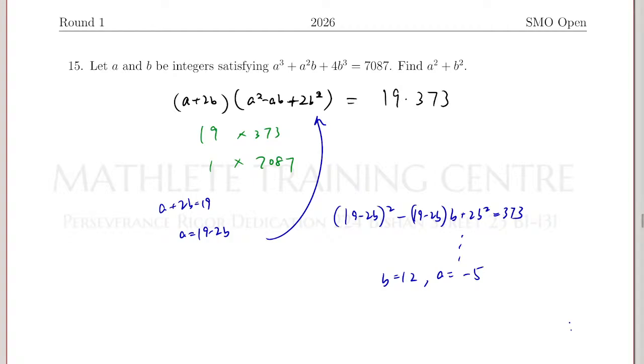Okay. So I don't like this question. You can see it's very not nice. a squared plus b squared is 169 in the end.